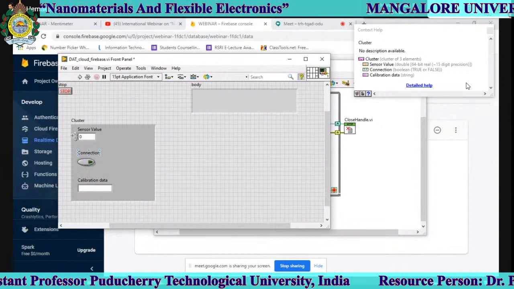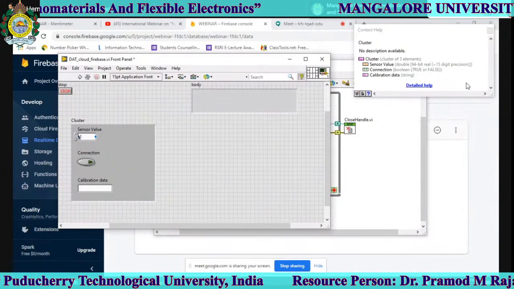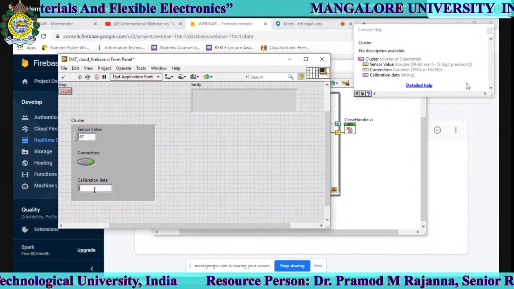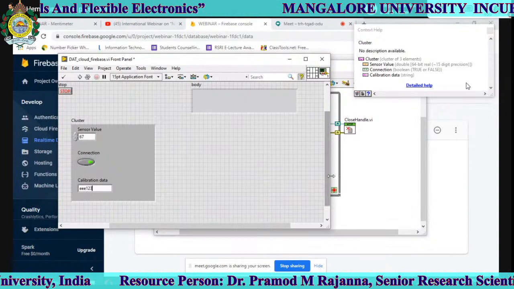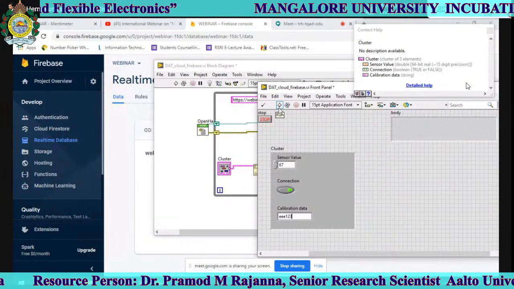Okay, I'm trying to add some data. Say I'll just add a sensor value of, say, 67. I'm giving a Boolean data. So some calibration data, E123 something. Okay, now I want to transmit this data to the cloud.